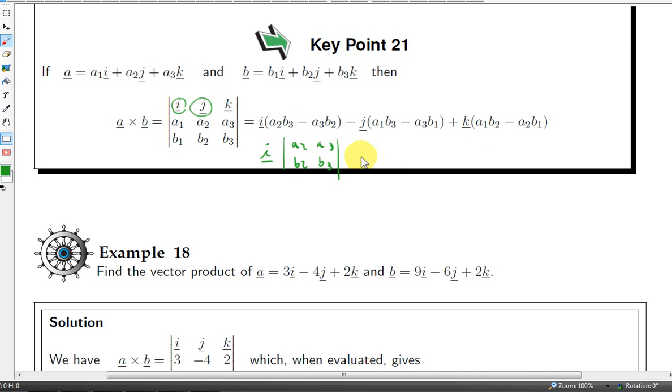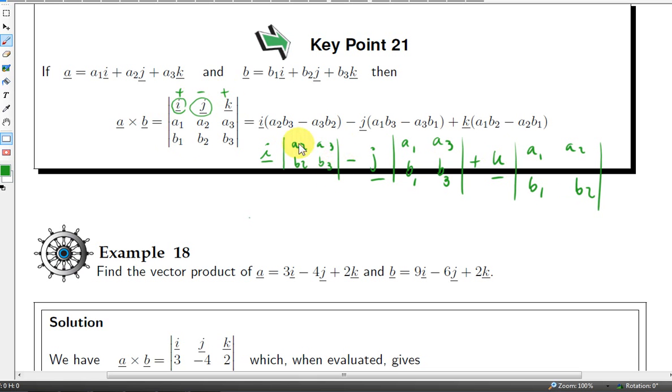Then we go to the next entry, j, and we assign a minus sign to it, as I explained earlier, following the checkerboard pattern: plus, minus, plus, and so on. So we imagine crossing out the row and column that j belongs to and write down the remaining entries. So that's A1, A3, B1, B3. Finally we get to k, cross off the row and column that k is on, and we get the determinant of this matrix. Assign a plus sign to k, so we have A1, A2, then B1, B2.